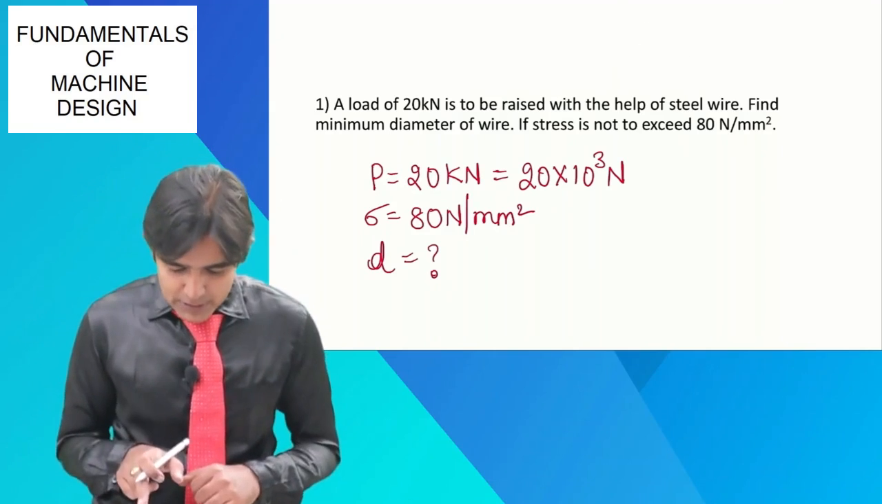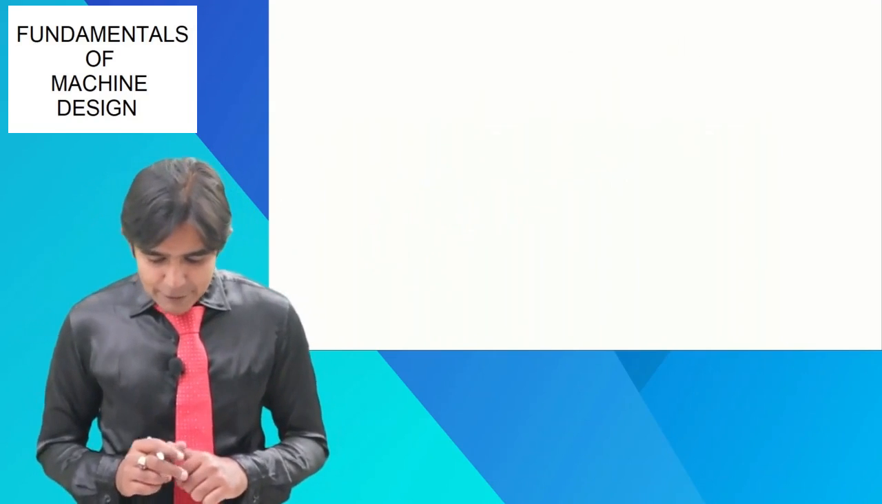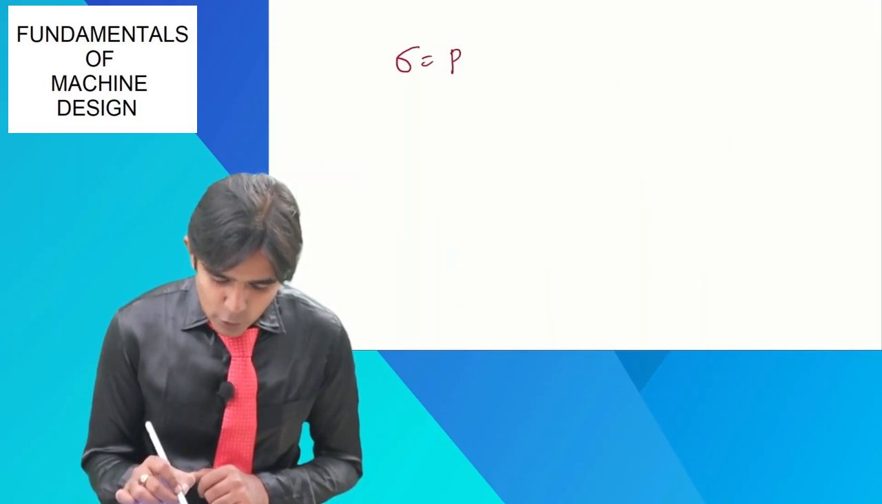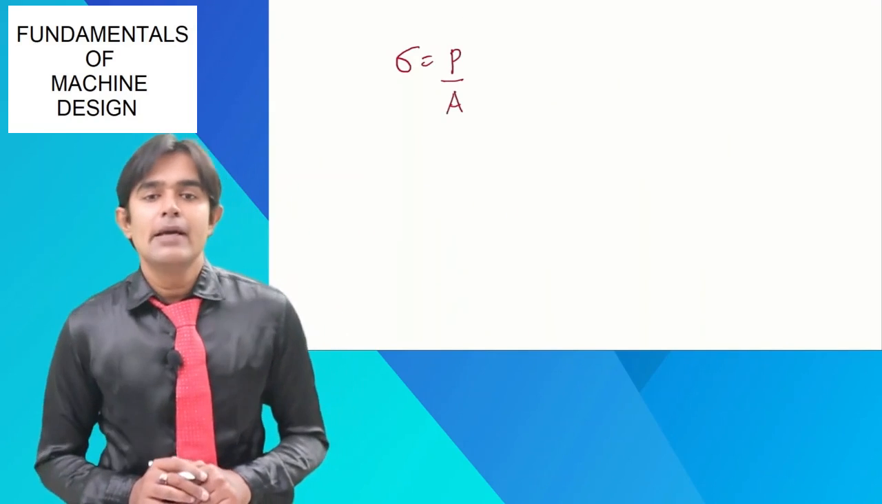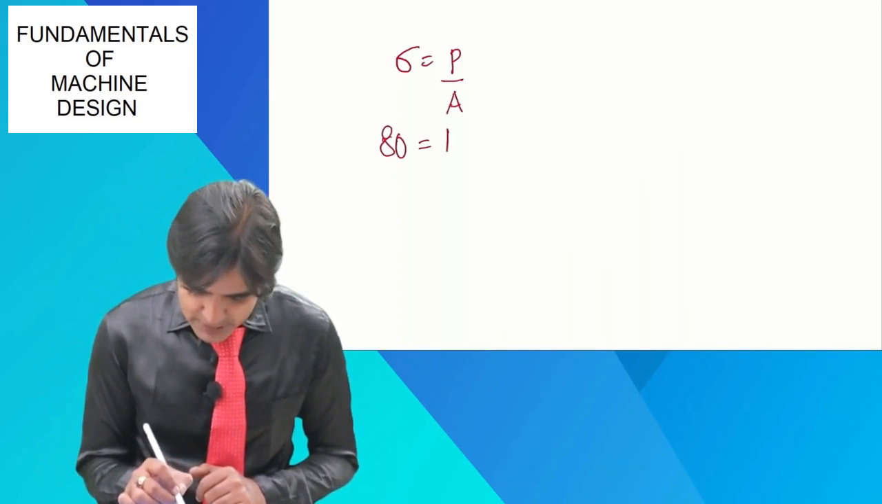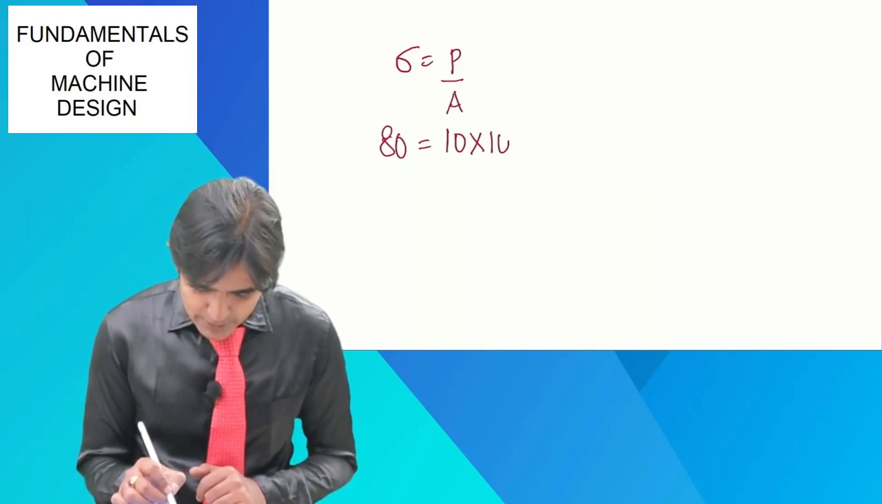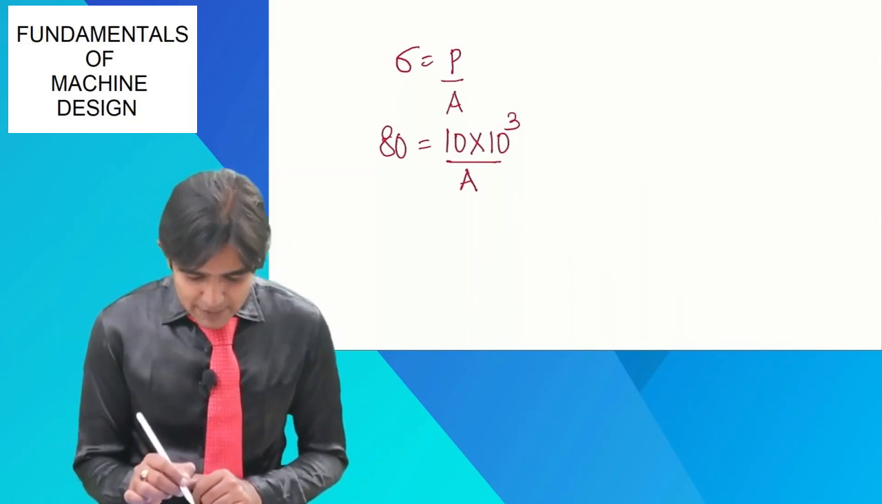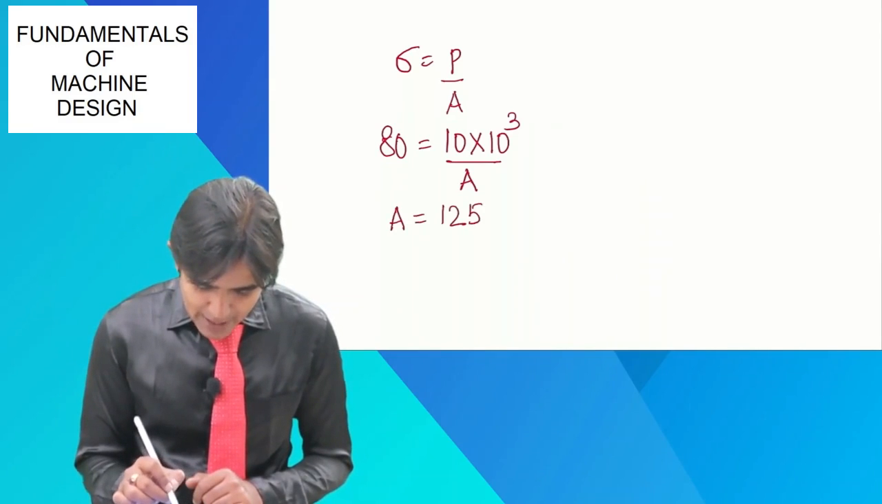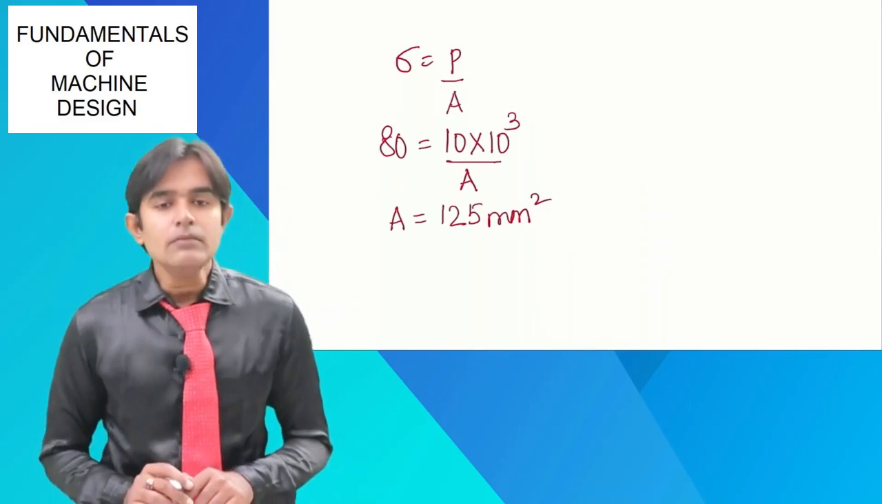Let us move further. If I apply the formula for stress, the stress is force upon area. Stress is given which is 80 and force is given as 20 into 10 raised to 3 divided by A. So I will get finally area. Area is 125 mm square.